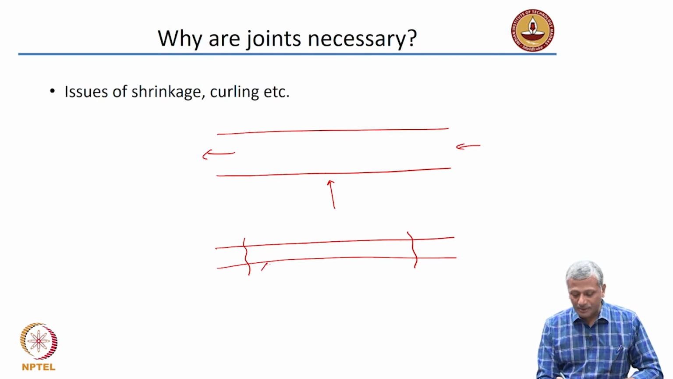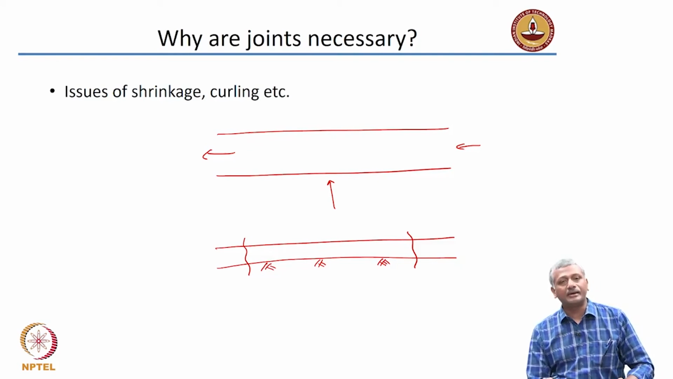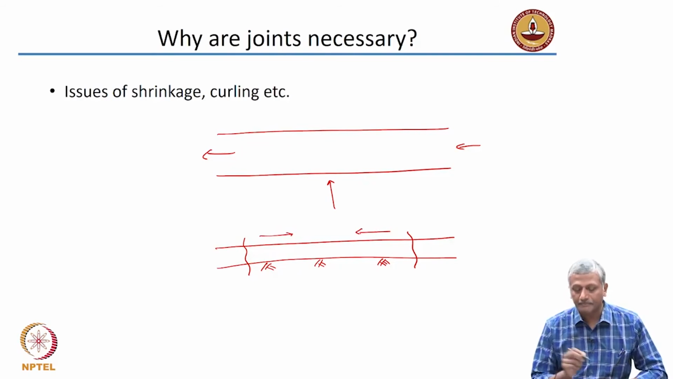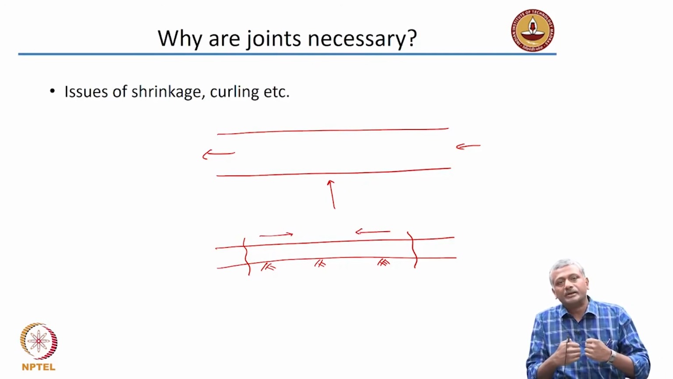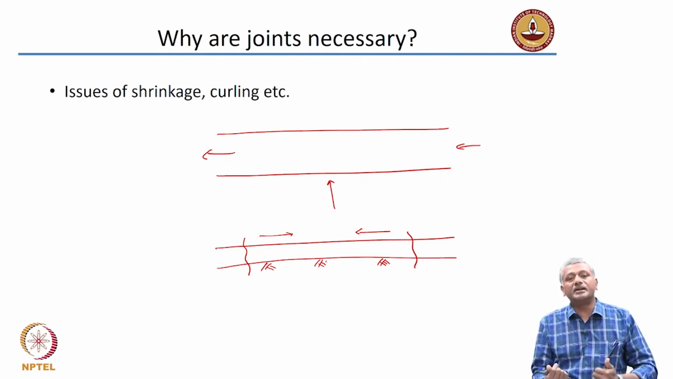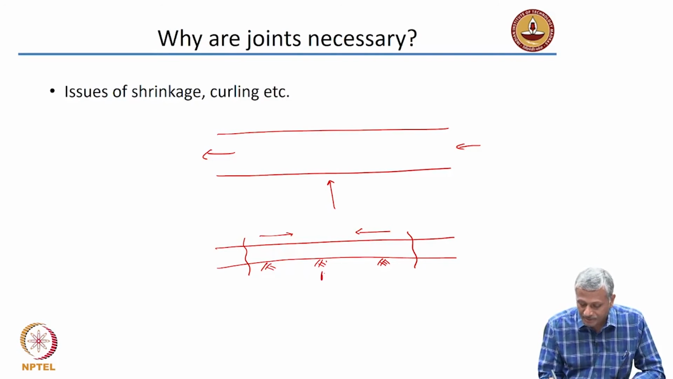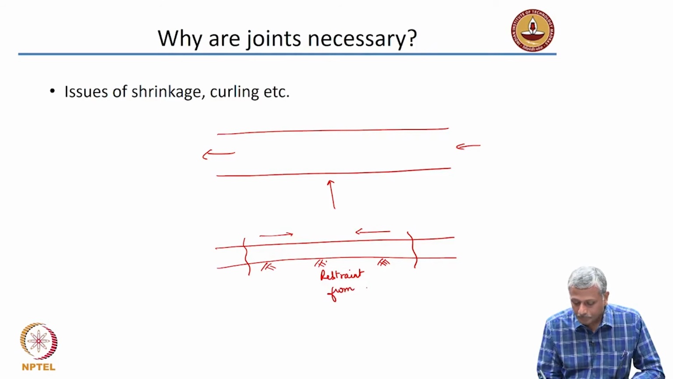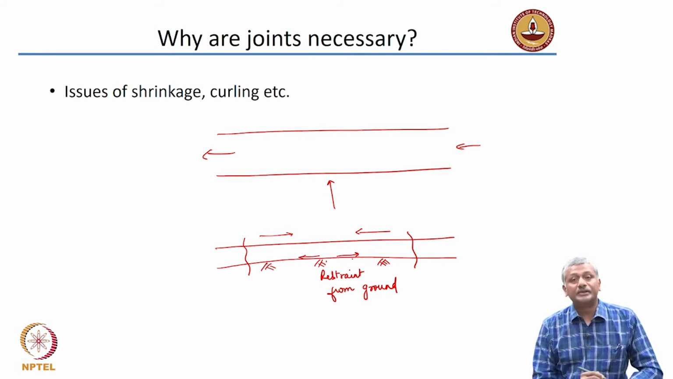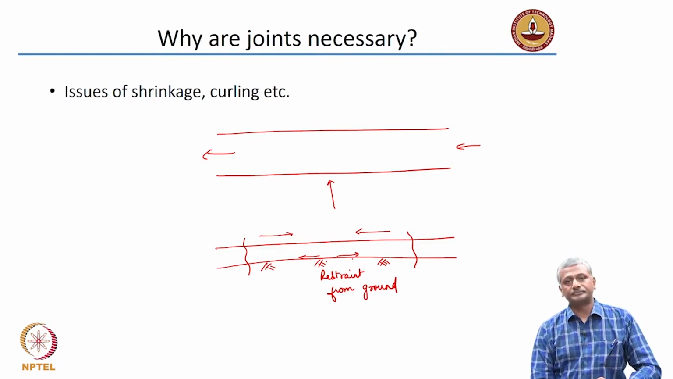This slab is resting on the ground, right? It is not hanging freely in air, it is resting on the ground. So, if the slab wants to contract because of shrinkage effects, what is the ground going to do? It is going to provide a restraint and prevent it from contracting. Because of this restraint, there will be a tensile stress generated in the pavement slab.